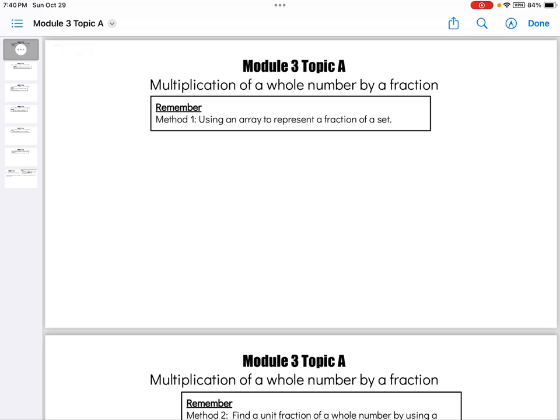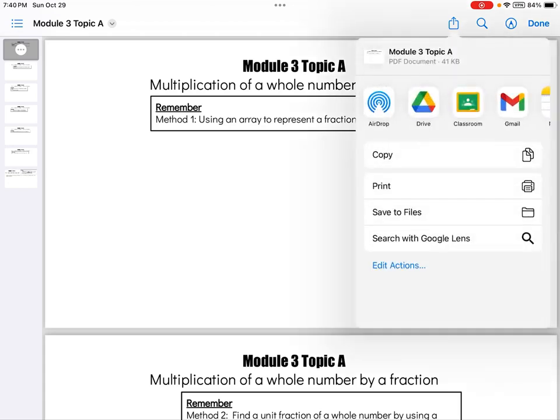Okay, this is Module 3, Topic A review of what is being taught. In Module 3, we start multiplying with fractions. The first unit's pretty simple. It focuses on the different strategies that can be used. So let's jump right on in.